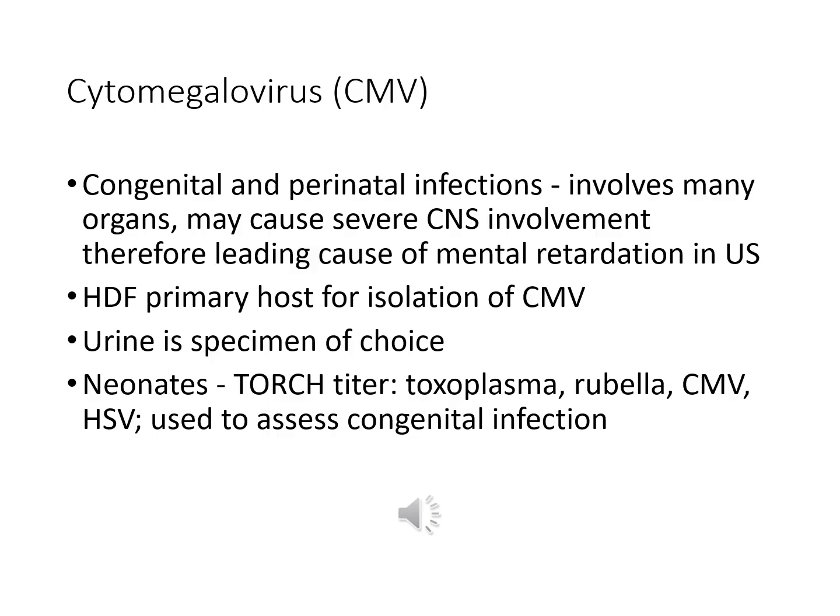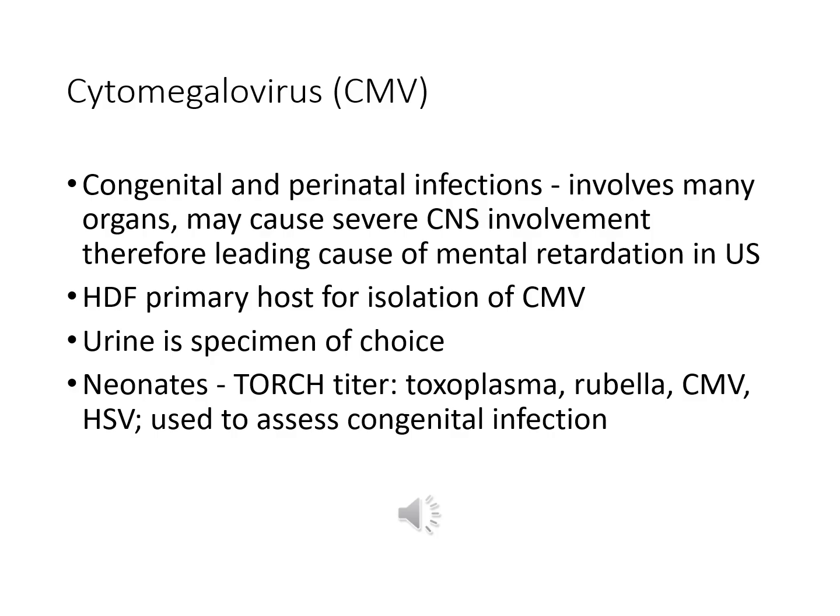Cytomegalovirus, or CMV. This is a congenital and a perinatal infection. It will involve many organs and may cause severe central nervous system involvement. Therefore, it's the leading cause of mental retardation in the United States. The HDF, or the human dermal fibroblast, is your primary host cell line if you're using a cell culture to try to isolate or grow CMV.